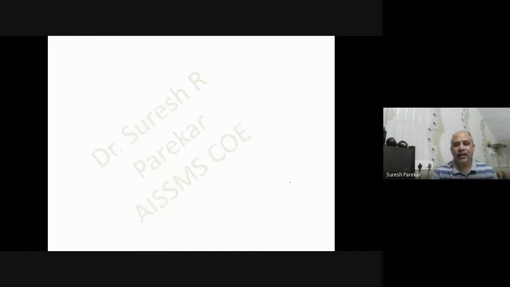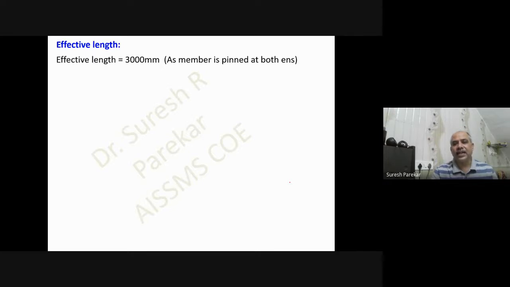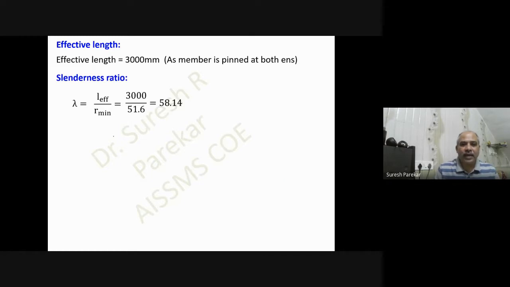And our effective length is the same across both the axes, and therefore we have to consider the minimum buckling class, which is B. Then we have the slenderness ratio, lambda, equal to L effective upon R minimum, and R minimum is RYY, and from this we get the value of lambda as 58.14.